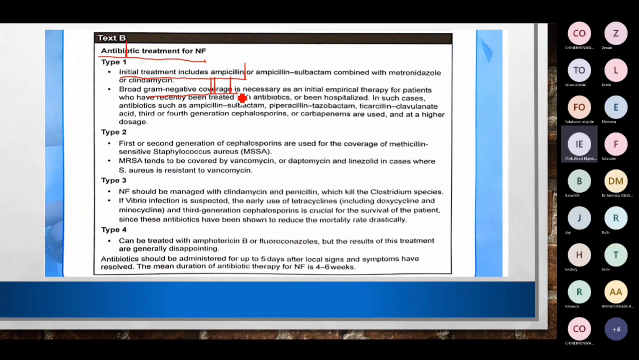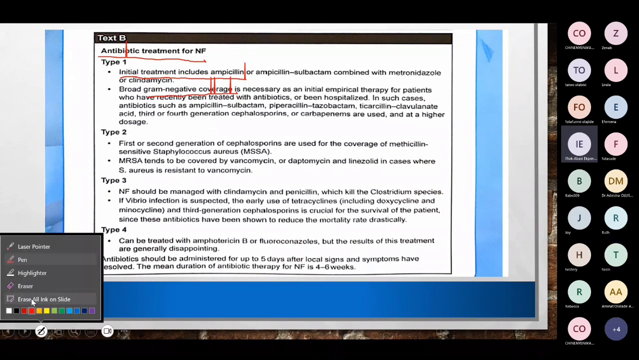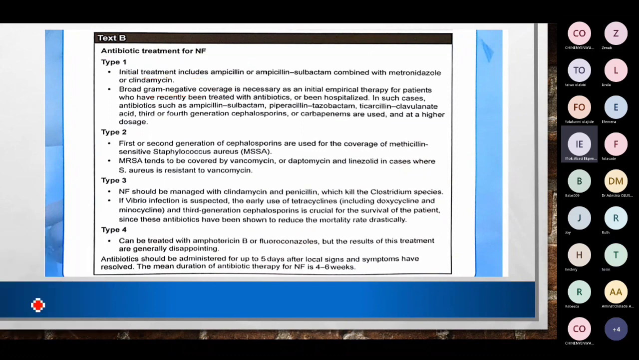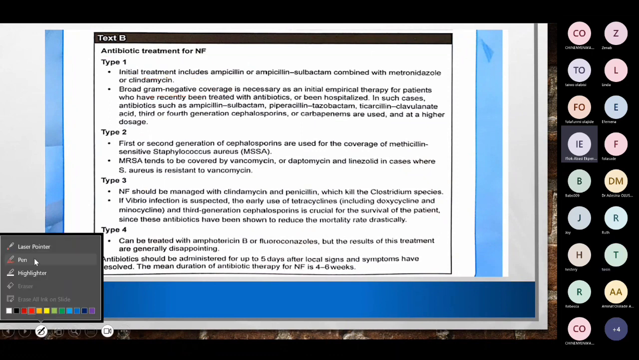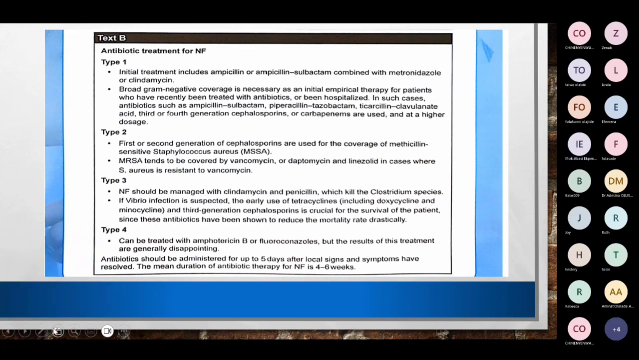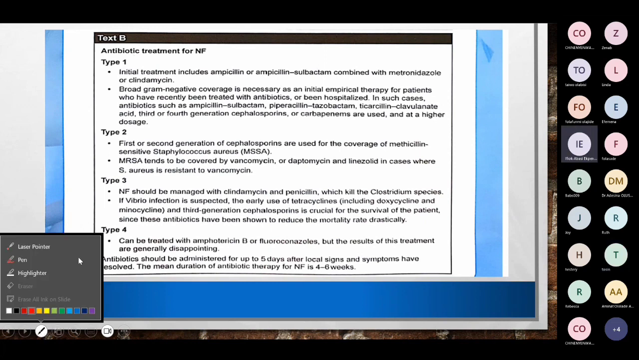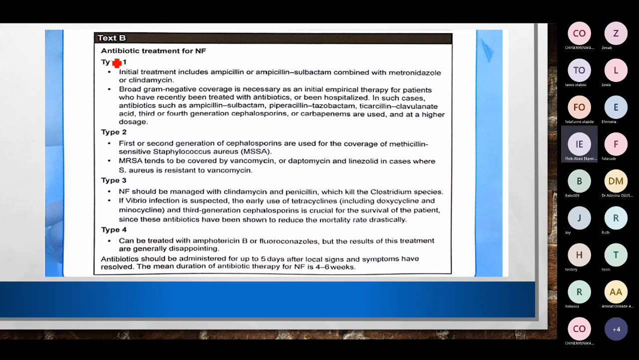So if in future I need to refer to gram-negative coverage, let me just highlight this again. I don't know why my ink is not really good. So what I said here is, first thing is antibiotic treatment, like I said. Next thing is initial treatment includes ampicillin. Now I can see gram-negative coverage.